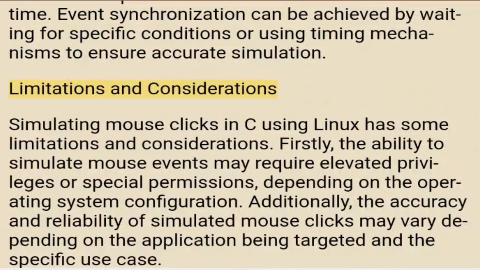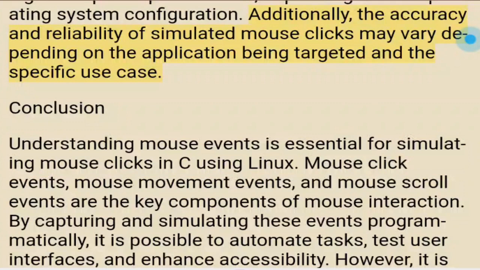Limitations and considerations. Simulating mouse clicks in C using Linux has some limitations and considerations. Firstly, the ability to simulate mouse events may require elevated privileges or special permissions, depending on the operating system configuration. Additionally, the accuracy and reliability of simulated mouse clicks may vary depending on the application being targeted and the specific use case. Conclusion. Understanding mouse events is essential for simulating mouse clicks in C using Linux.